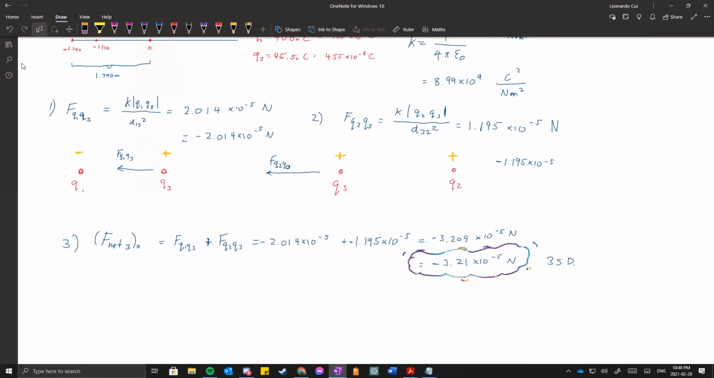So as the final step, we add the forces exerted by charge 1 and 2 on charge 3 together. And then we get a final answer of negative 3.21 times 10 to the power of negative 5 newtons as our final answer, keeping 3 sig figs.